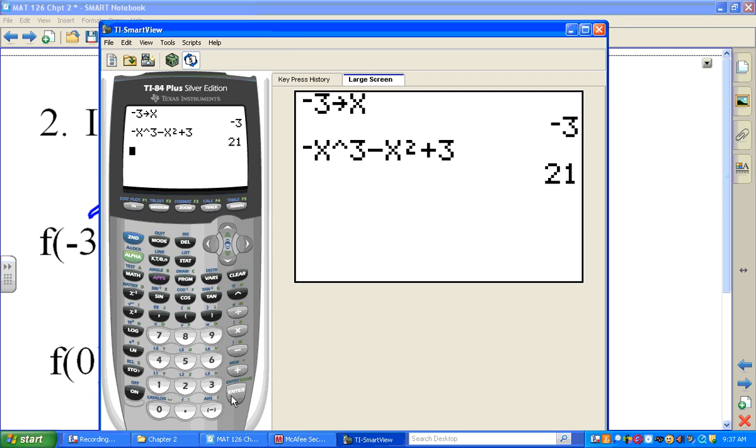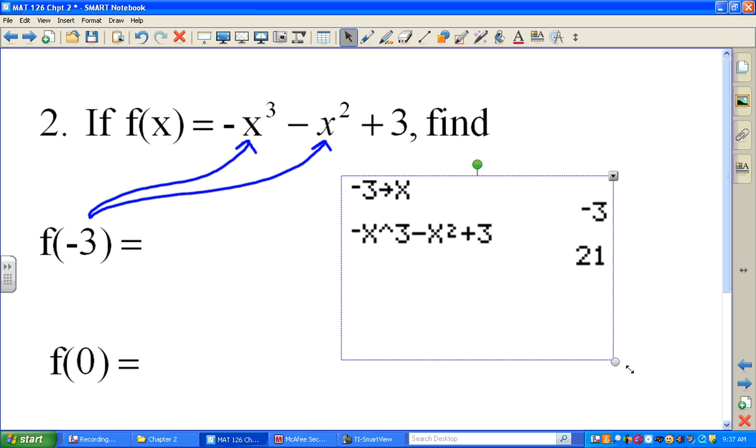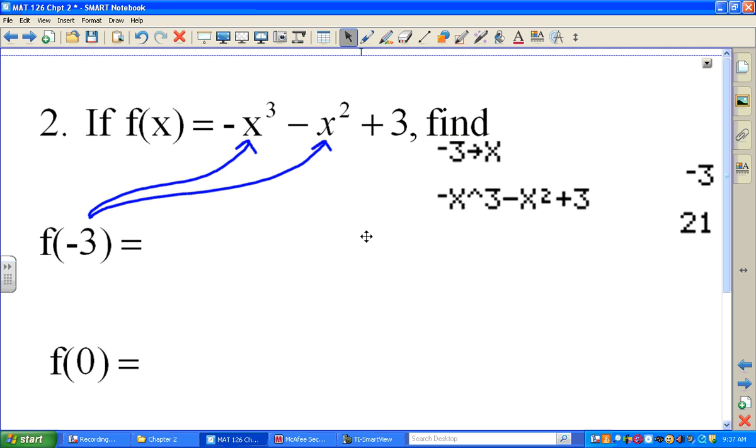The TI does order of operations. A lot of people drop the negatives. That's fine. That is one way you can do it. You can type it in as is, straight up, no strings attached. Store it for the variable.